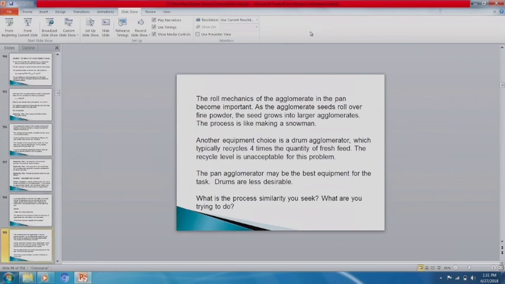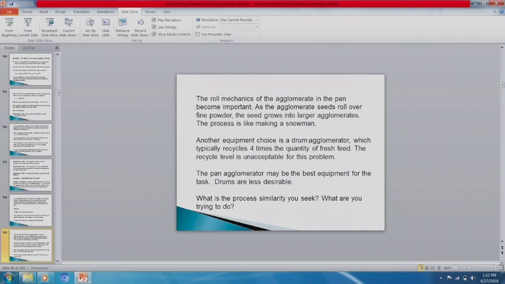you have to realize that agglomerates are formed by rolling. You roll an agglomerate. The rolling mechanics of the agglomerate in the pan becomes important. You take a very small seed, you roll over fine particles, and the seed will pick up material and grow into a larger agglomerate. The process is like making a snowman or snow woman, right? So this would be for the pan agglomerator.